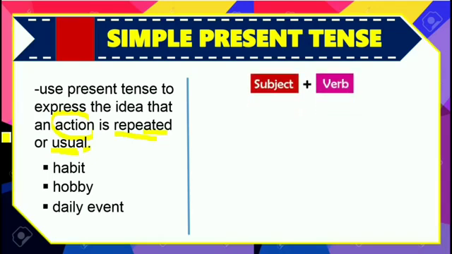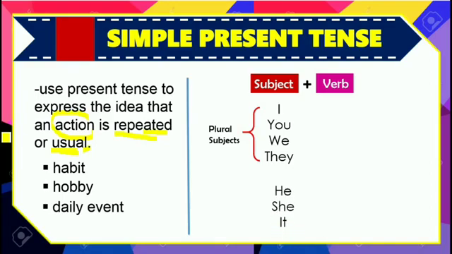Now, how do we make a sentence? It's just simple. You just have to take a subject and add a verb. A subject is like I, you, we, they, or any plural nouns. So those are plural subjects, while subjects like he, she, it, or Emma, Anna, Mary, the child, the boy are what we call singular subjects.